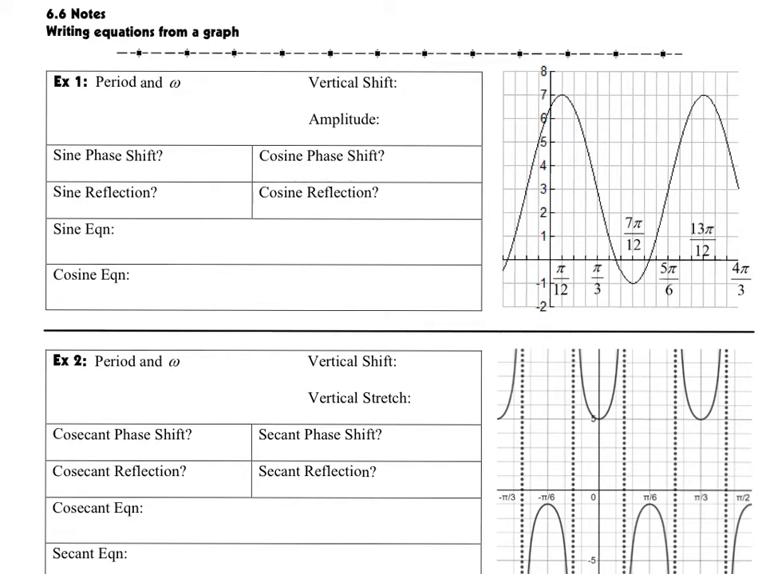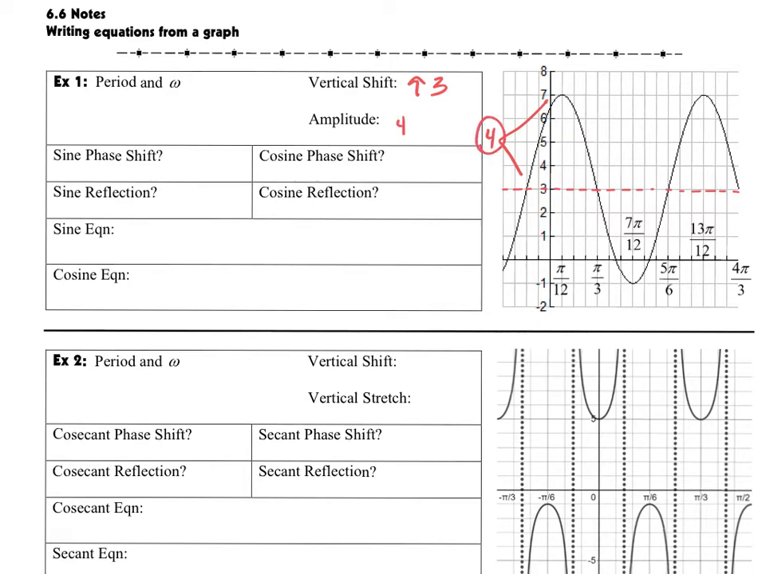So when I look at this, I can see that the dividing line here would be at 3. And I like to draw it in. It's just a good visual reminder for me. That immediately tells me that there's going to be a vertical shift of 3. And then looking from the high point to that center line, we can also see what the amplitude is. So we can see that the amplitude here is going to be a 4.